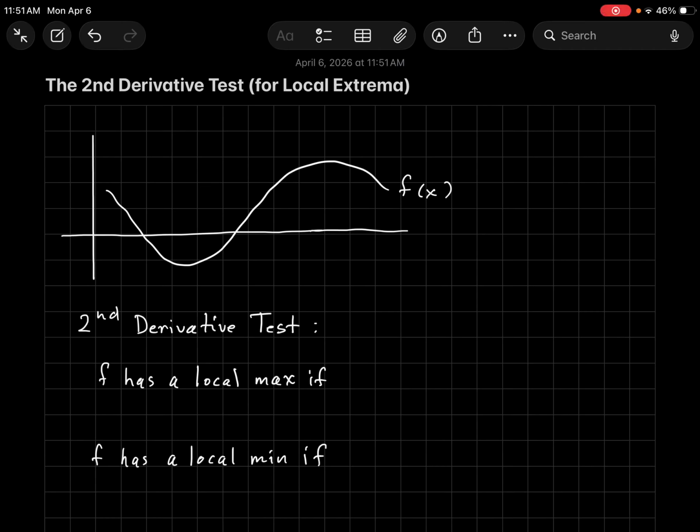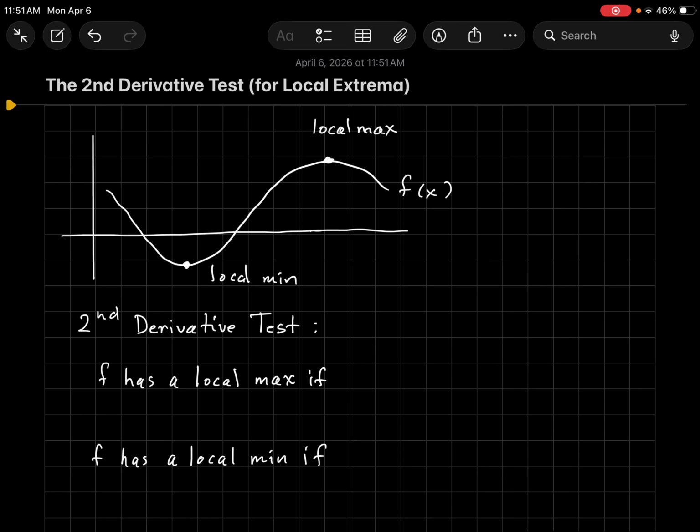The second derivative test for local extrema. Consider the graph of f of x shown. Let's plot our local extrema. Right there we have a local minimum, which we'll call local min. And over here on the right, f has a local max, or local maximum.